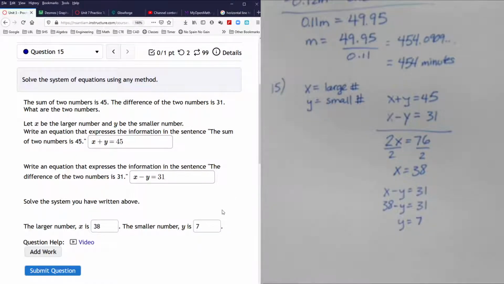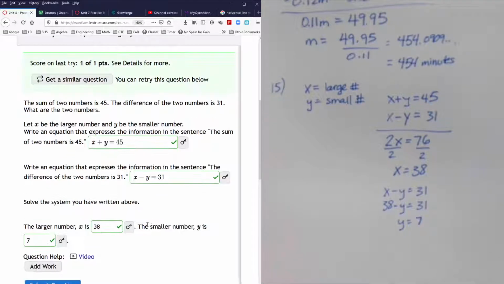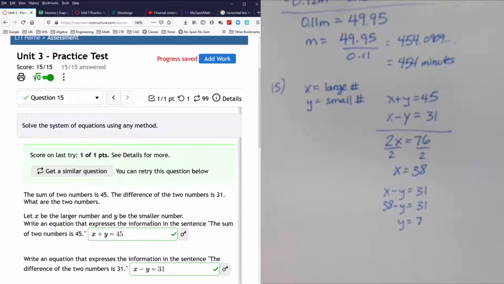Now, I should check those and make sure that if I add them together, they should be 45, and they are. All right, so go ahead and submit that. It looks like we're okay there.